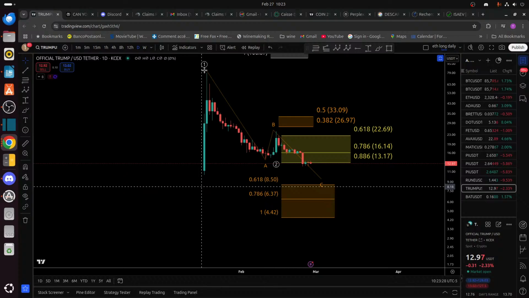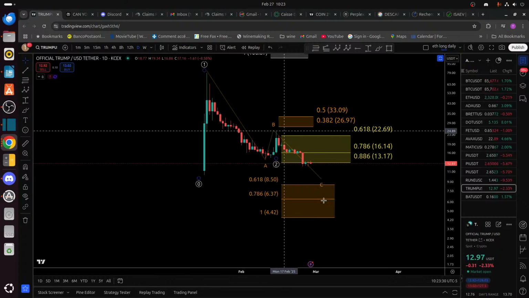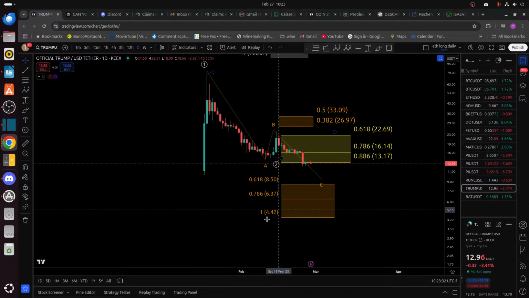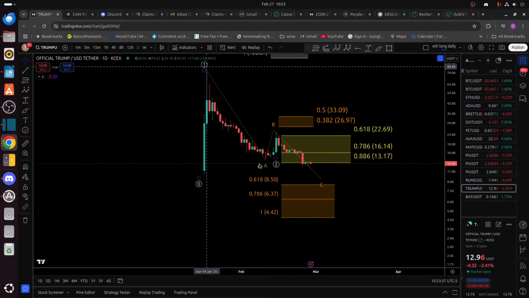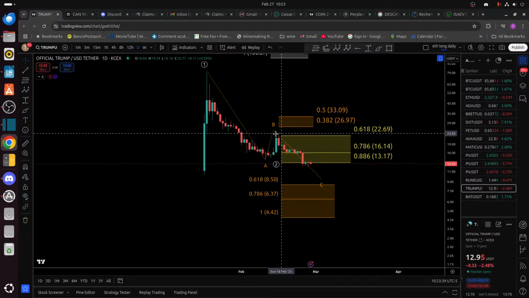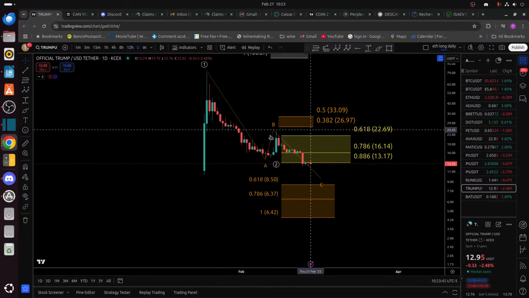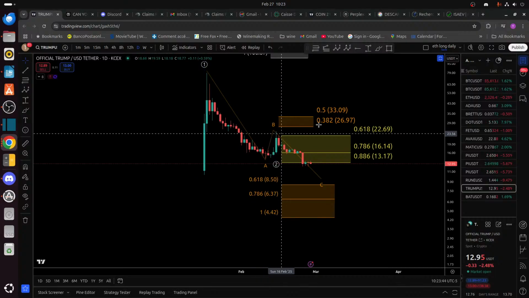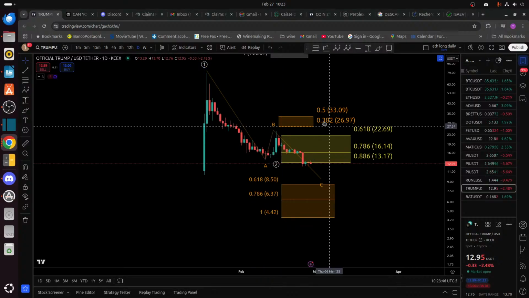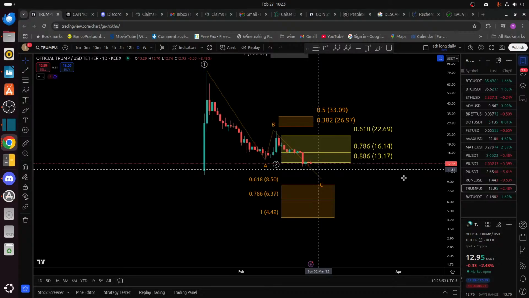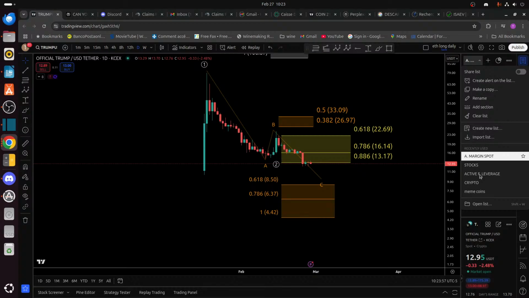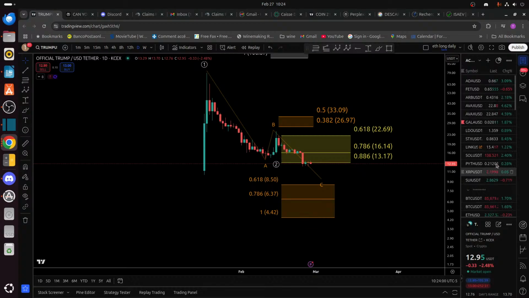So if I count this as a 1, this is the A, B. We could expect the price to go as low as $4.42. I just take the length of the wave A. The B wave is not even a super reliable one, because at least it should reach the 0.382. Ideally it would go for the 0.5, but you can see that the trend is still down. I'm sorry for all the people who got into that trade.